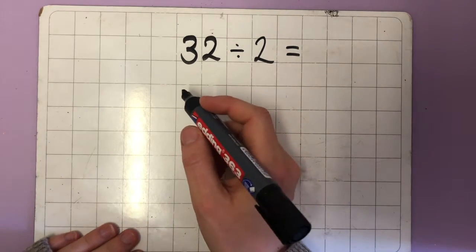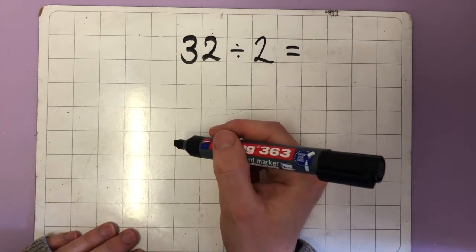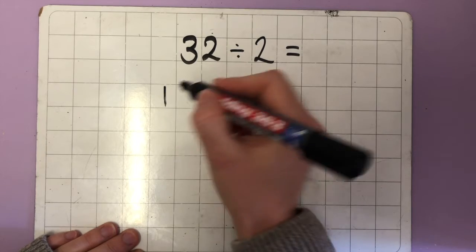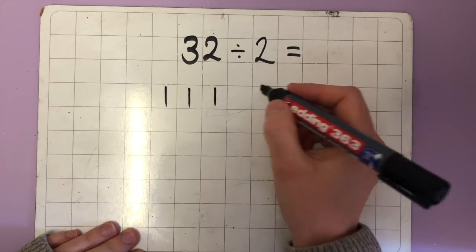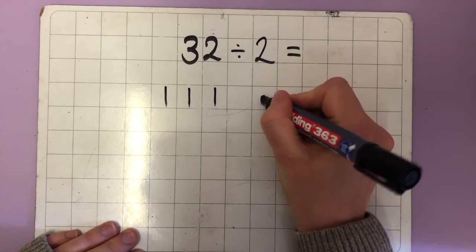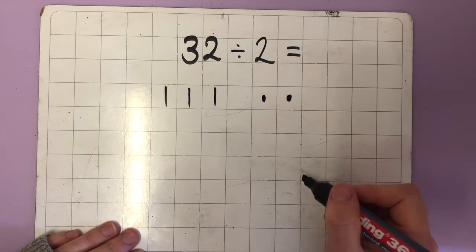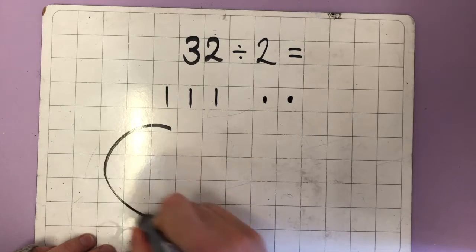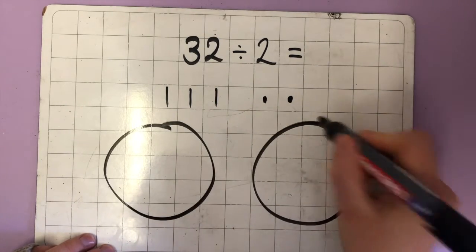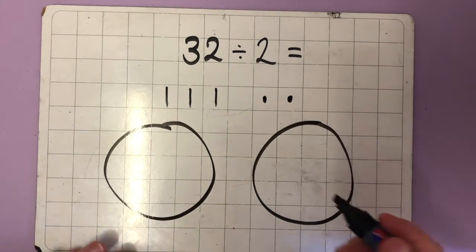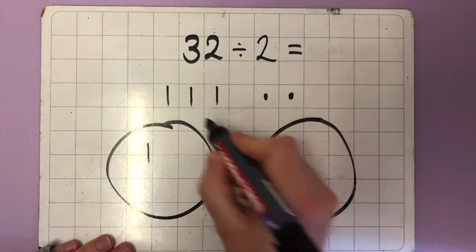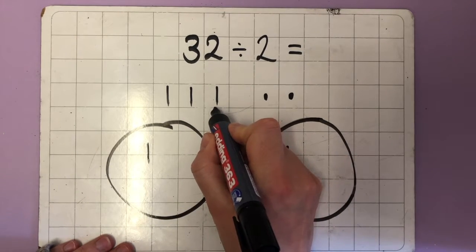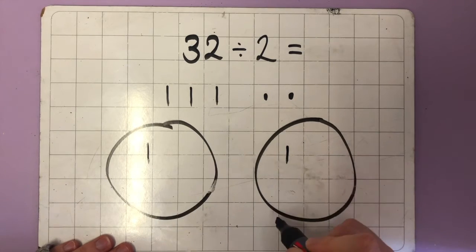So first of all, I'm going to draw my base 10. How many 10s have I got? I've got 1, 2, 3 10s. And how many 1s have I got? I've got 2 1s. Okay, and we're going to be dividing them between 2, so I need 2 circles so I can share them. I'm going to start with the 10s. Off we go. 1, 2, I've got another 10 and I can't share it equally.